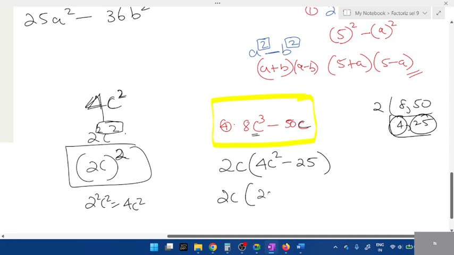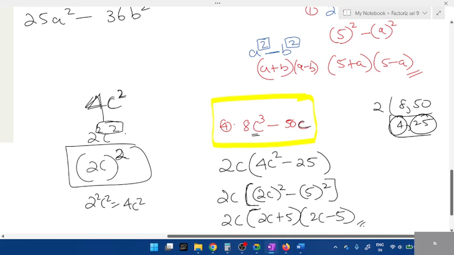So you'll write this as 2c the whole square. What about 25? 5 square. Now 2c as it is. What is a plus b into a minus b? 2c plus 5 into what is a minus b? 2c minus 5. Just go through this.